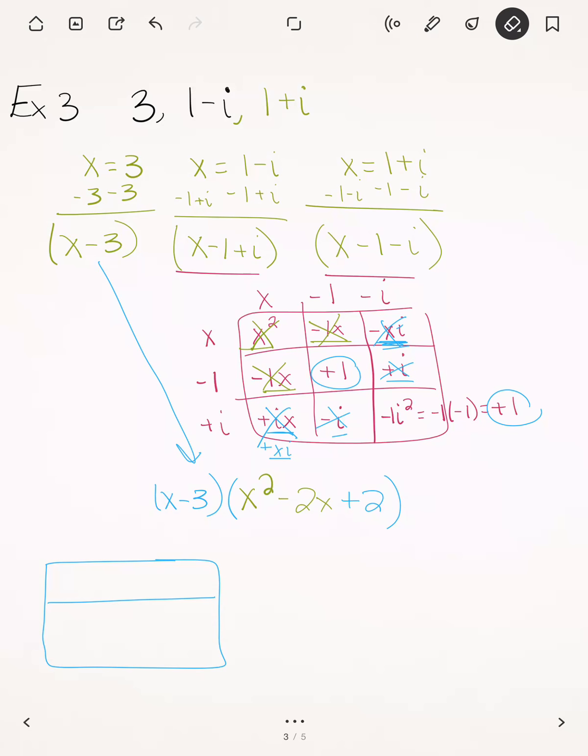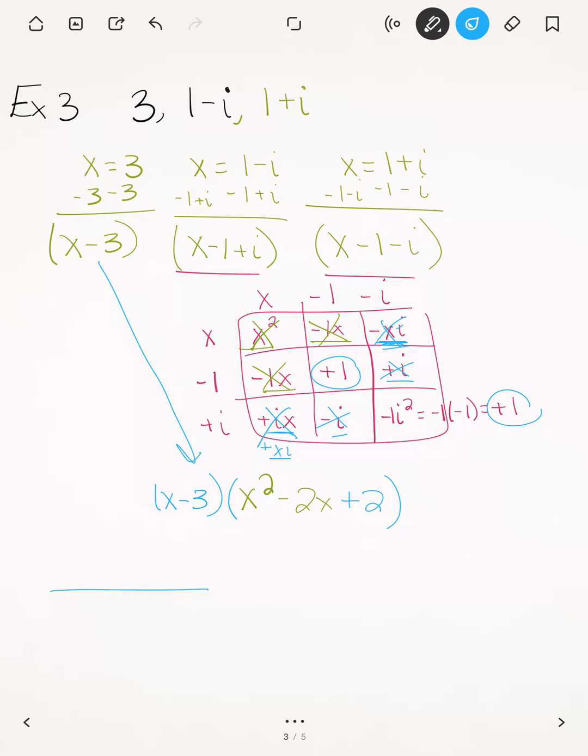Oops, I'm making my box wrong. Let's see. Let me retry that. There we go. So I get x minus 3. I get x squared minus 2x plus 2.